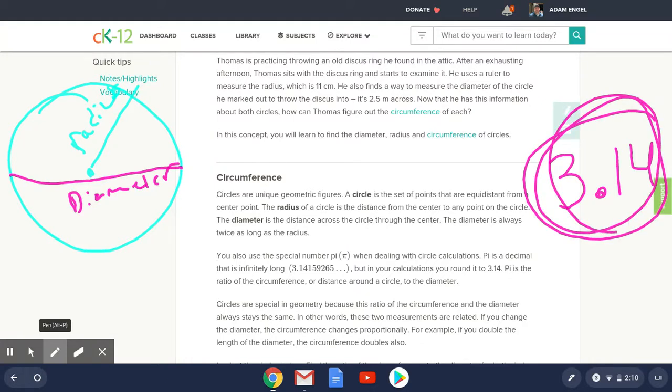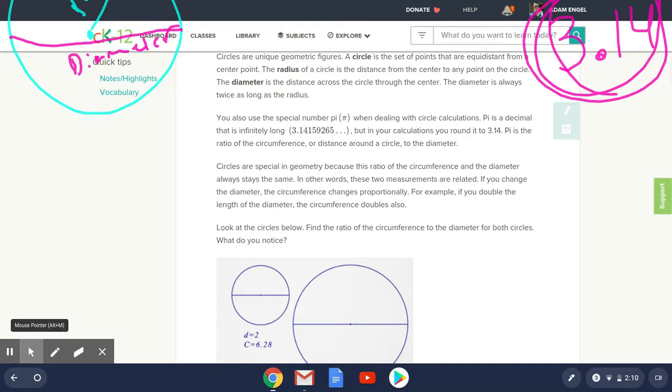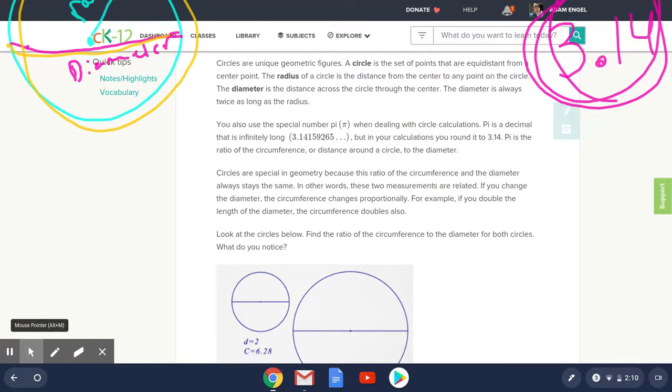Pi is the ratio of circumference, or the distance around the circle, to the diameter. Circles are special in geometry because the ratio of the circumference and the diameter is always the same. In other words, these two measurements are related. If you change the diameter, the circumference changes proportionally. For example, if you double the length of the diameter, the circumference doubles as well. So the diameter right here, our purple, is also related to our circumference, the distance around the circle. So let's look at the distances below.